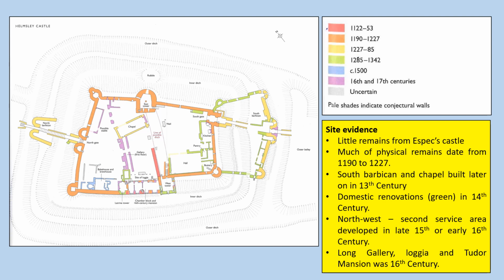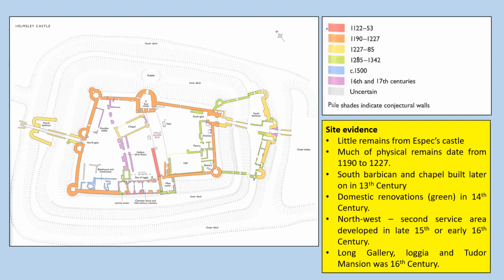The wing walls, which were used to really bring the South Barbican into the rest of the castle, and some of the changes to things like the West Tower during that time as well. You can see in the northwest part of the castle, in the blue, the second service area, which developed in the late 15th or early 16th century.